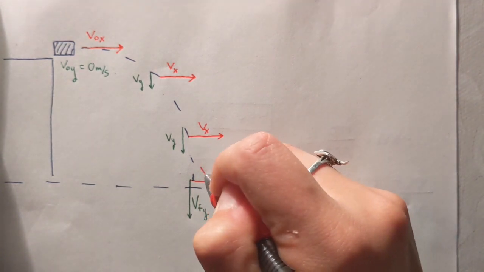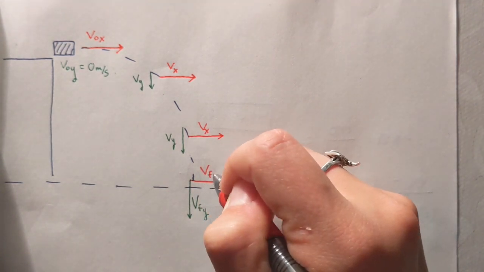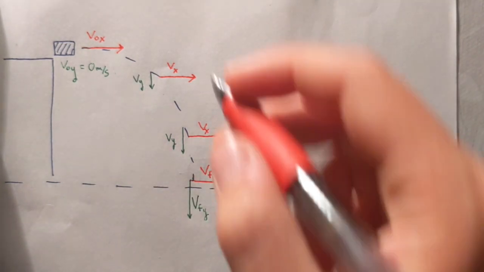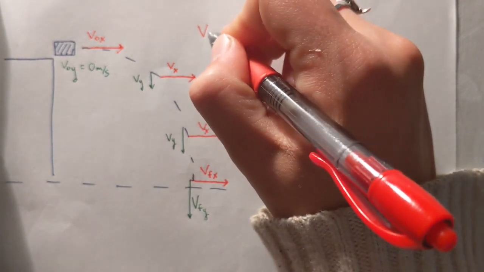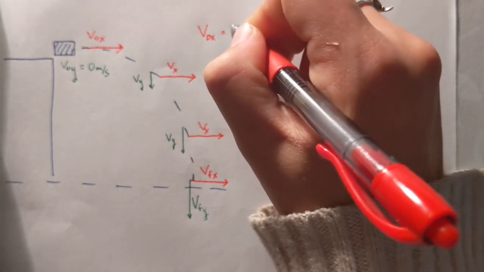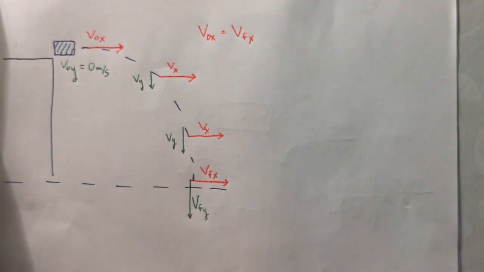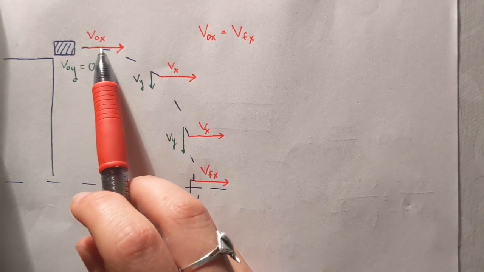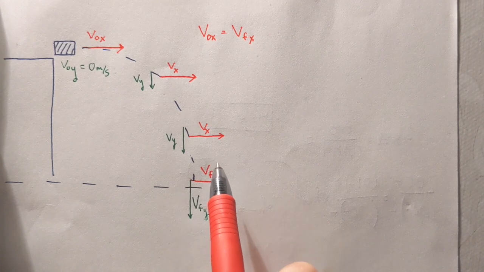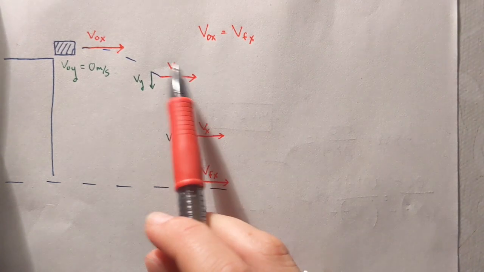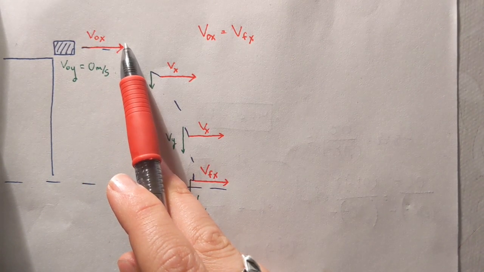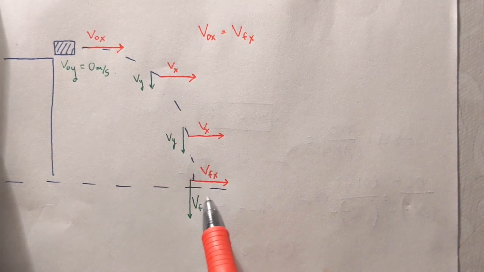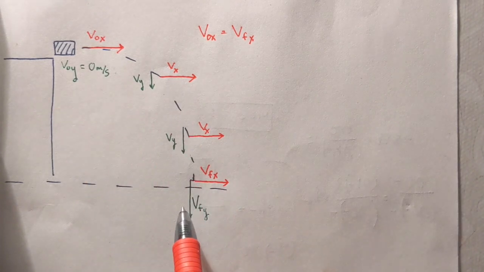So my final horizontal speed, v final in the x direction, is equal to my starting horizontal speed. I'm just going to write that fact down over here: v naught x equals v final in the x direction. Horizontal speed does not change. There's nothing pushing or pulling the object in the horizontal direction to change its speed. However it was moving horizontally, it's going to keep moving with that same speed the whole time. The only thing that's changing is the vertical speed.